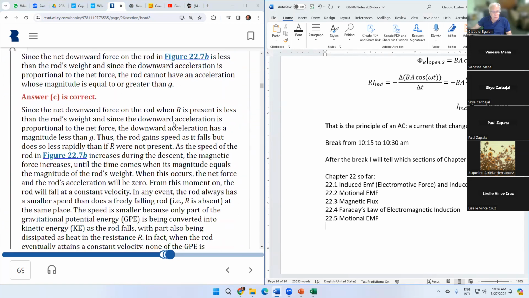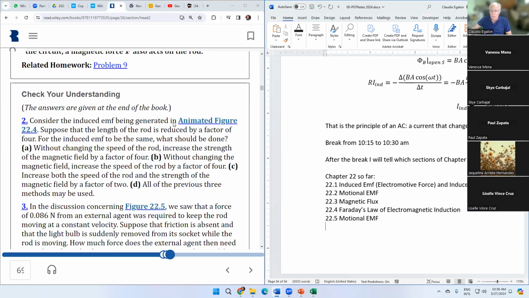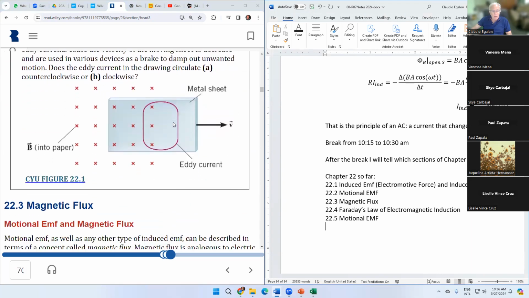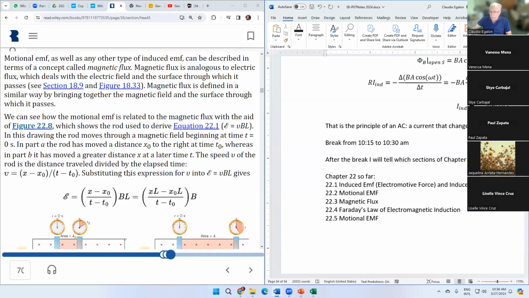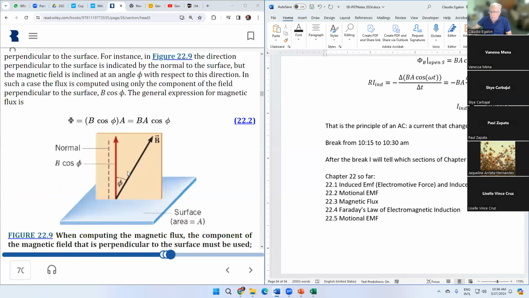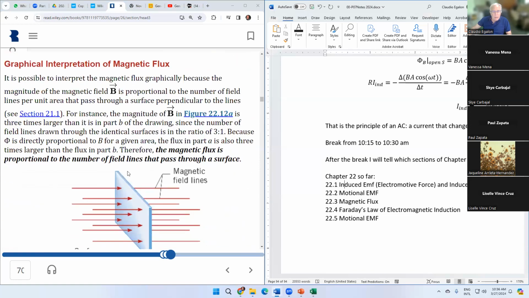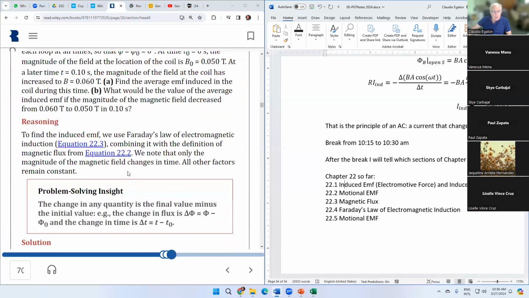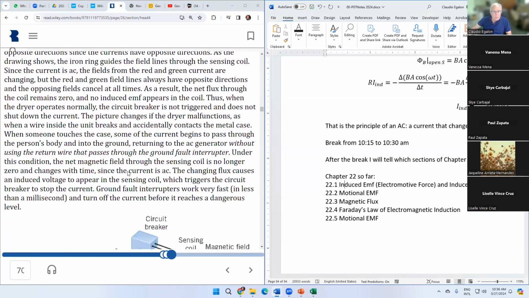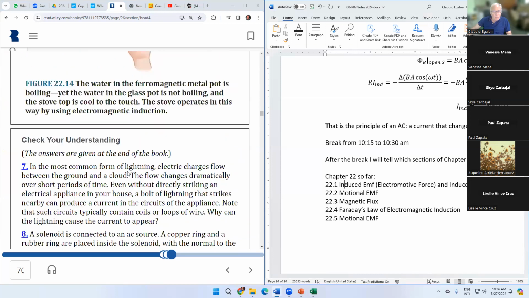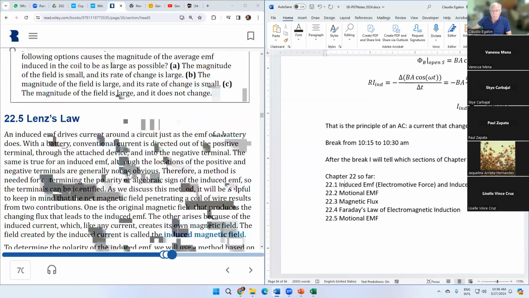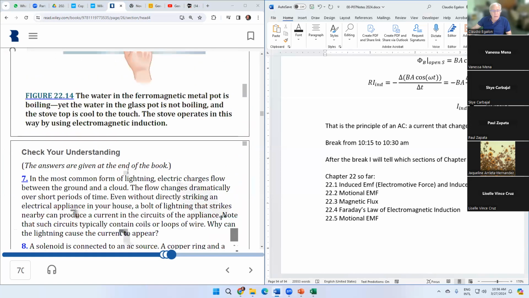Figure 22.6. Let's see, section 22.6. Where is that? Oh, wait a minute. Emotional EMF. Let's see. Oh, it didn't go. I'm looking for 22.4. Getting a little bit lost here. Let's see. 22.4. 22.4, Faraday's law of induction. Okay, that's the one here.